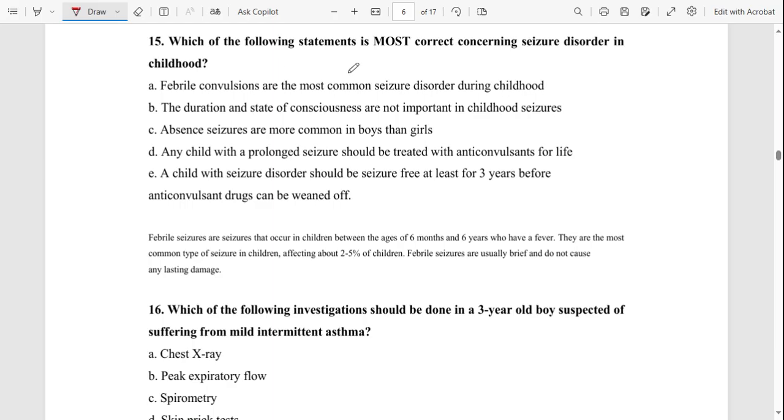Question 15 is saying which of the following statements is most correct concerning seizure disorders in childhood? Febrile convulsions are the most common seizure disorder during childhood. The duration and state of consciousness are not important in childhood seizures. Absence seizures are more common in boys than girls. Any child with a prolonged seizure should be treated with anticonvulsants for life. A child with seizure disorder should be seizure free at least for 3 years before anticonvulsant drugs can be weaned off. So, for this one, any thought, which one do we think is the most correct statement?